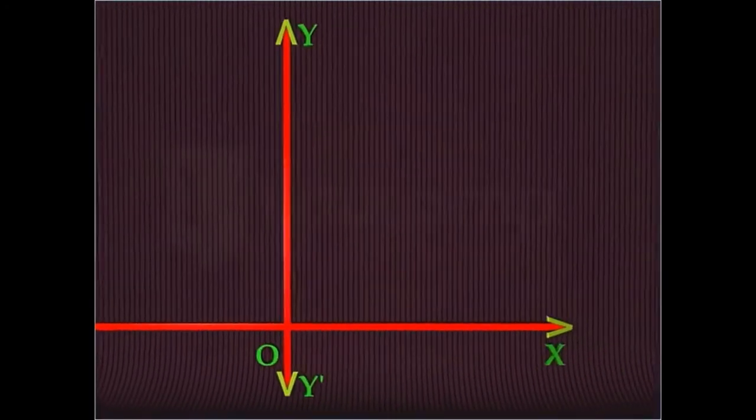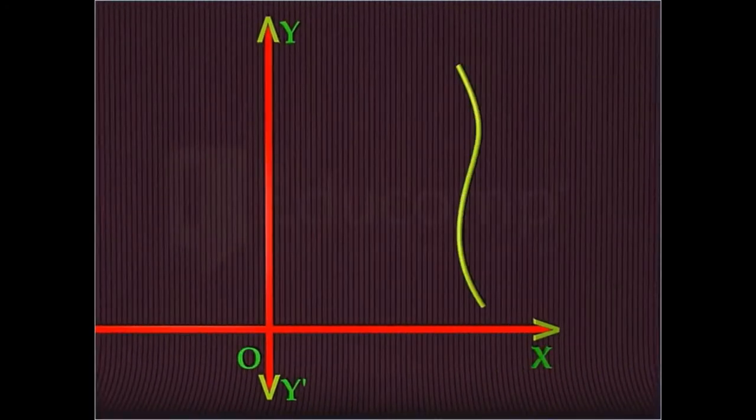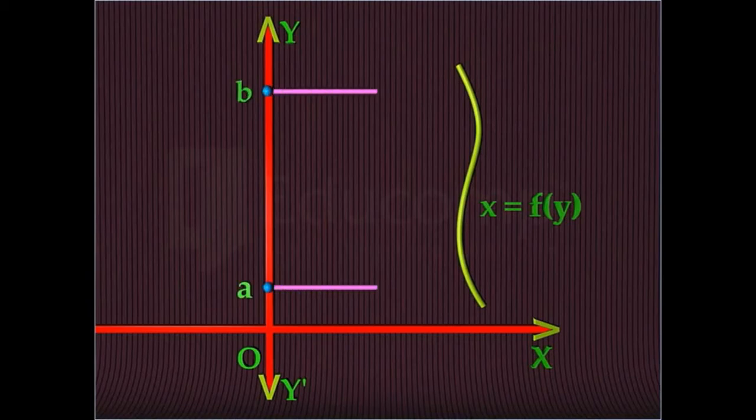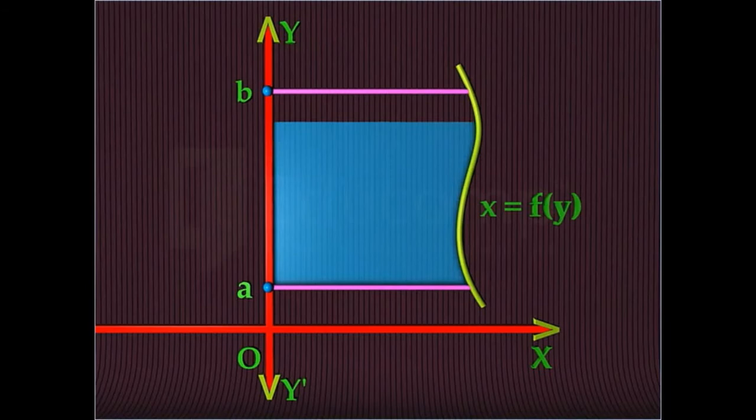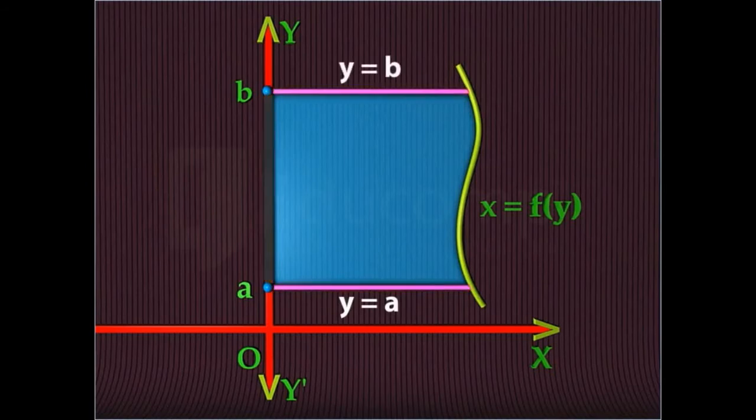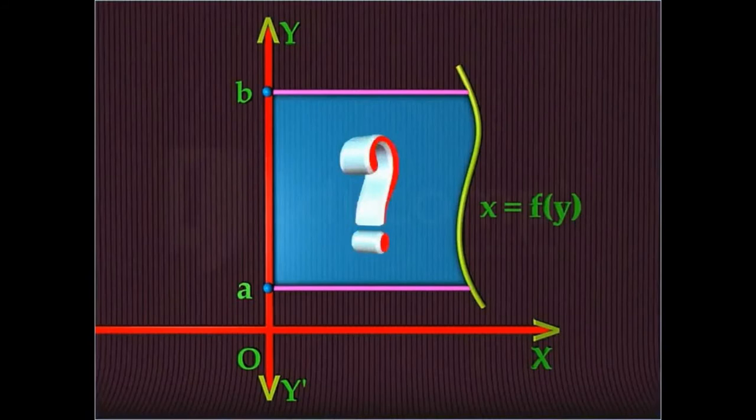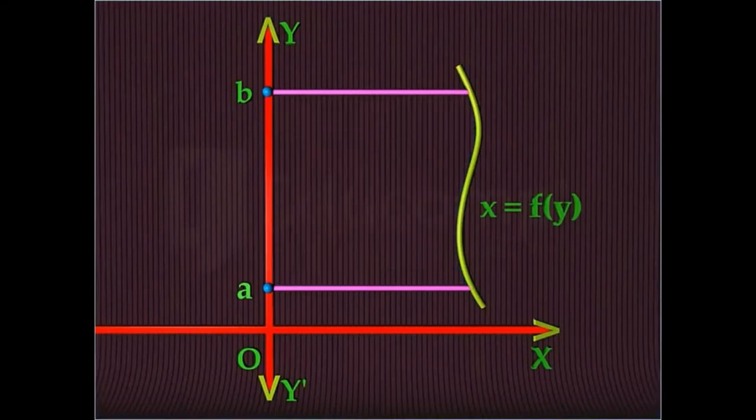Suppose we have a continuous curve that represents a function, say x equal to f of y, defined in the closed interval [a, b]. We need to find the area enclosed between this curve, the horizontal lines y equal to a and y equal to b, and the y-axis. Let us find out how we can find this area.